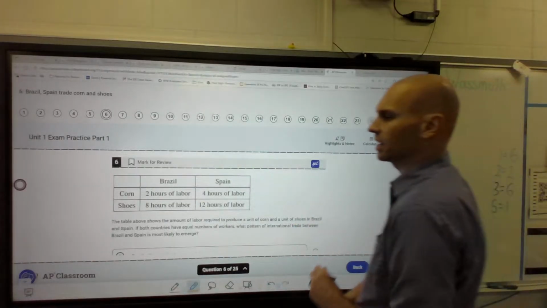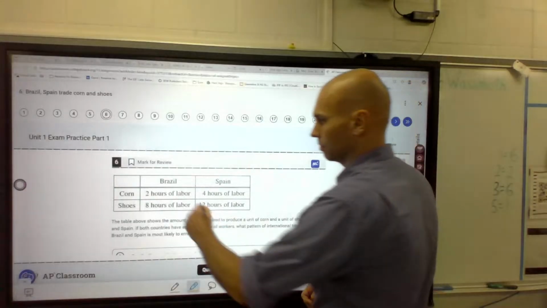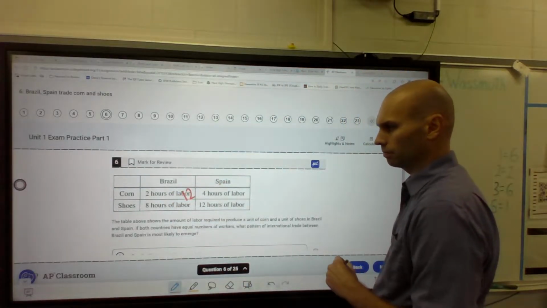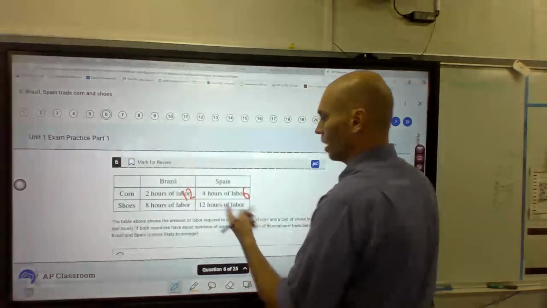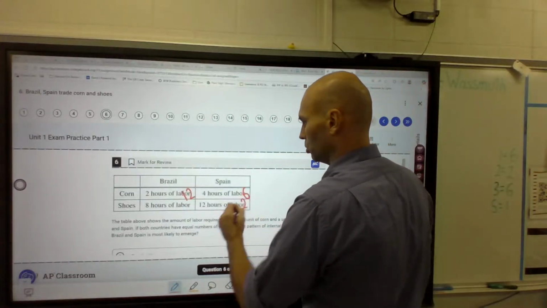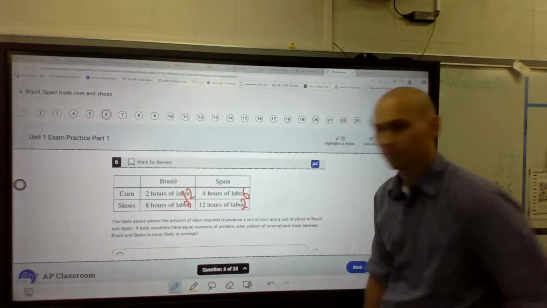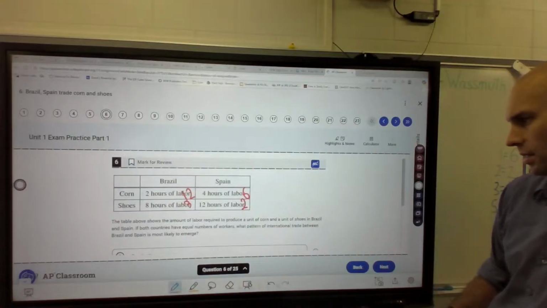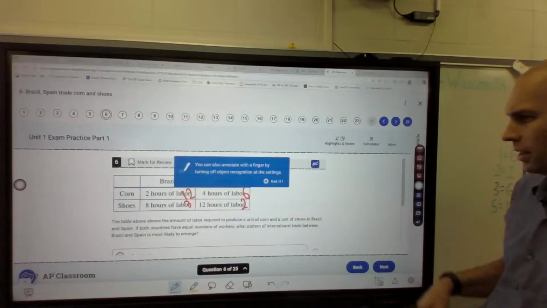How much corn can Brazil make? 12. Spain can make how much corn? 6. Spain can make 2 shoes, and Brazil can make 3. That's your output now. Solve. Question says, what pattern of international trade?